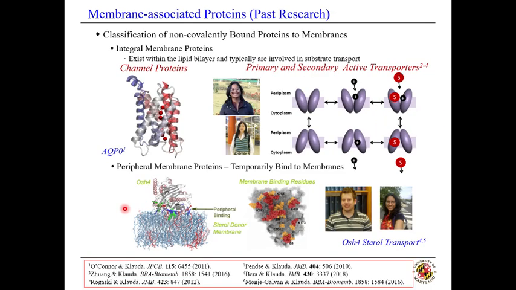In addition to membranes, we do work with membrane-associated proteins, and so we've been doing work with channel proteins like the aquaporin 0 protein, which is involved in early onset cataracts, drug transporters I showed before with antibiotics, and then these peripheral membrane proteins that bind on the surface.